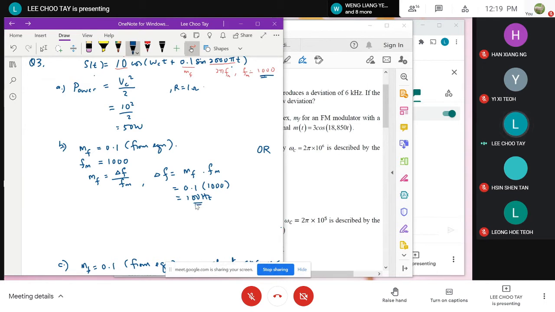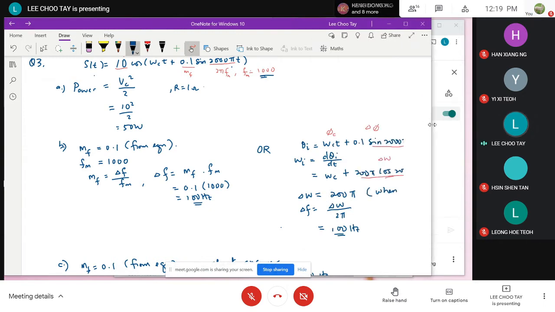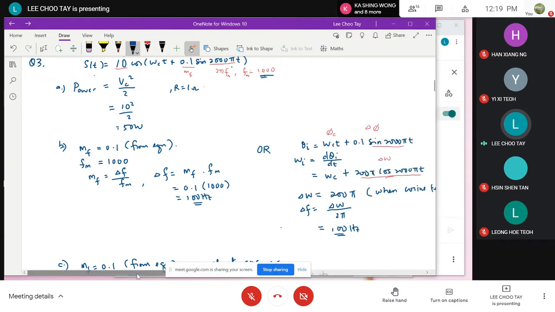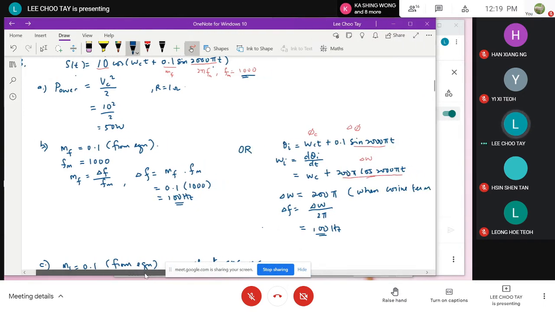So this is when you are given an equation where the FM signal has only one frequency component in the modulating signal. If you have more than one, then you cannot use this method. Then you have to use the more universal method, which is you need to do the differentiation here.